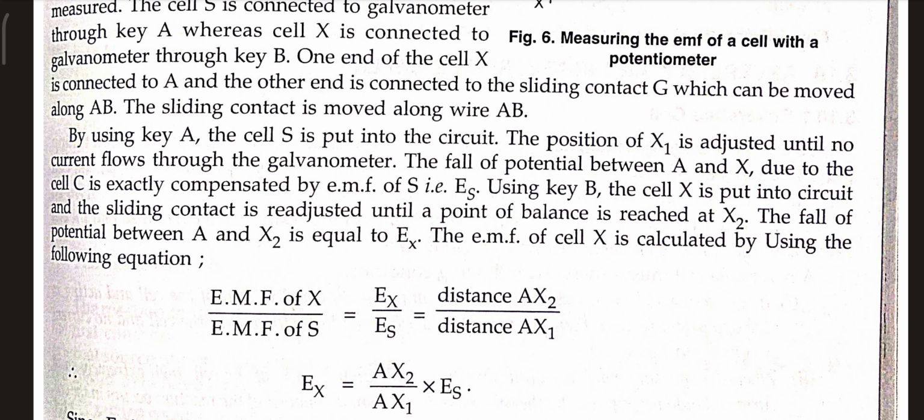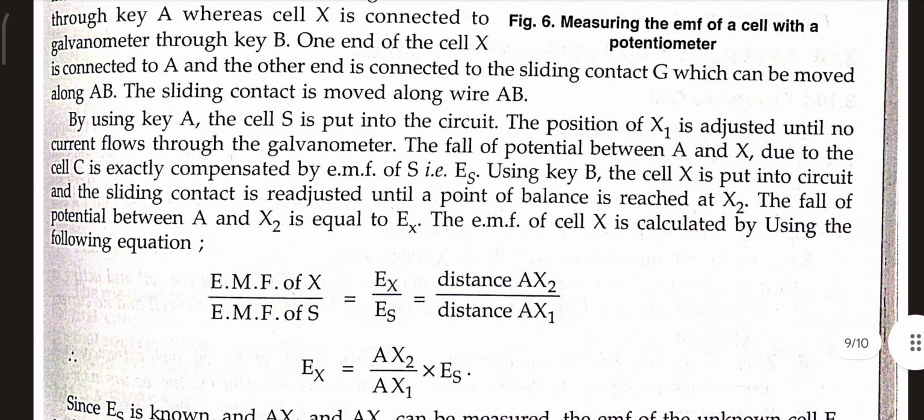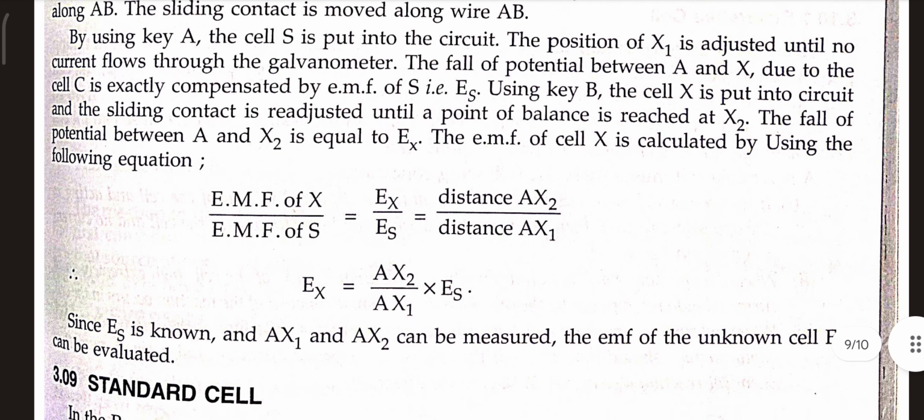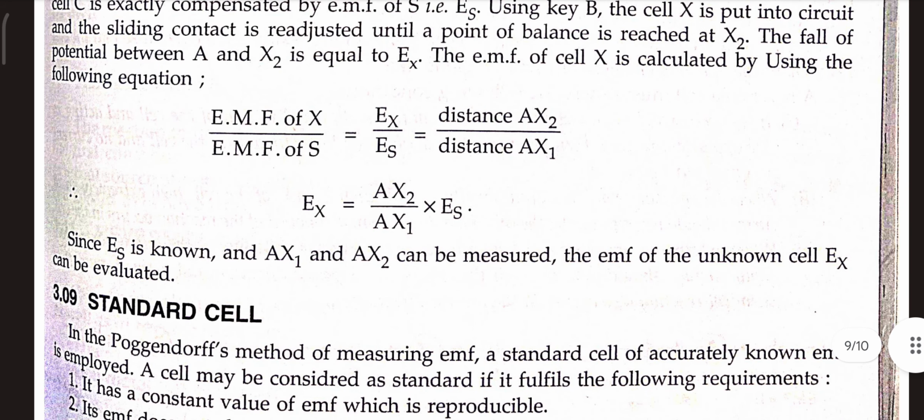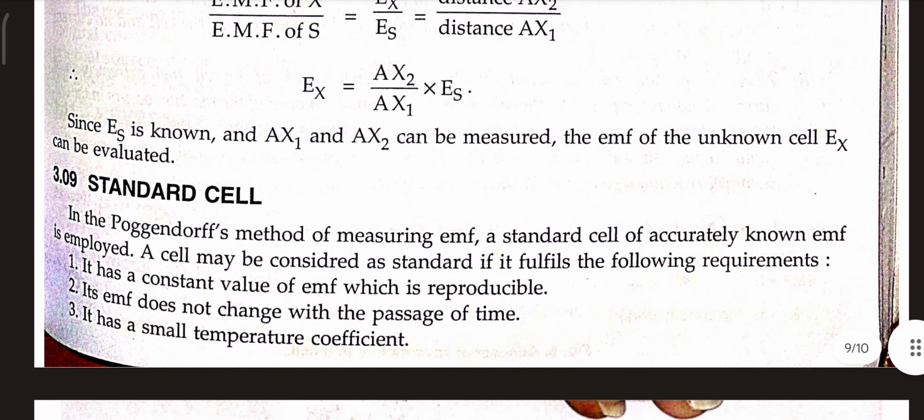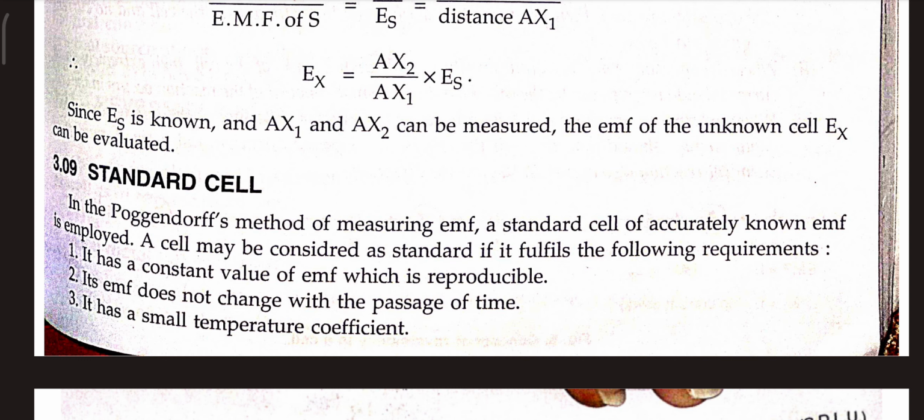Using key B, the cell X is put into circuit and the sliding contact is readjusted until a point of balance is reached at X2. The fall of potential between A and X2 is equal to Ex. The EMF of cell X is calculated by using the following equation. EMF of X by EMF of S is equal to Ex by Es, equal to distance AX2 by distance AX1. Ex is equal to AX2 upon AX1 into Es. Since Es is known and AX1 and AX2 can be measured, the EMF of the unknown cell Ex can be evaluated.